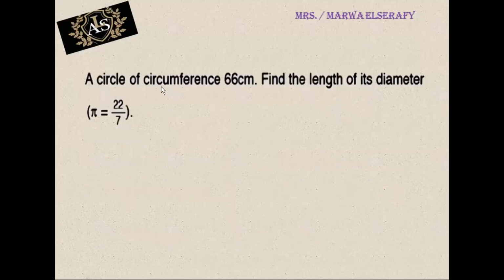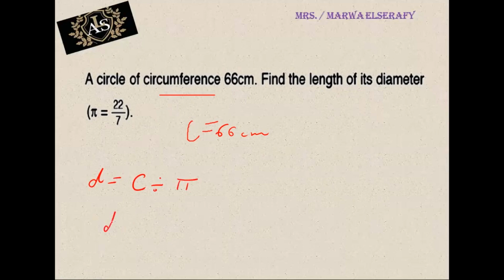The circumference of a circle equals 66 centimeter. Find the length of its diameter. So I will write the rule of the diameter. Diameter equals circumference divided by pi. Diameter will be equal circumference 66 divided by 22 divided by 7.